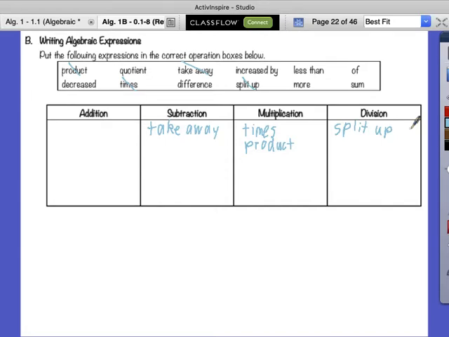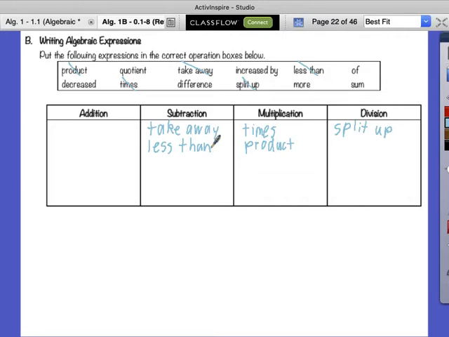Anyone else want to take a stab at one of these? Okay, Tobin. Less than is subtraction. Now, less than's kind of a weird one, guys. Just a heads up. Because if I say I have 4 less than 10, how many do I have? Aiden?